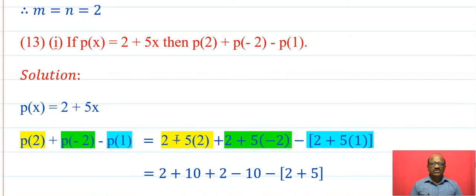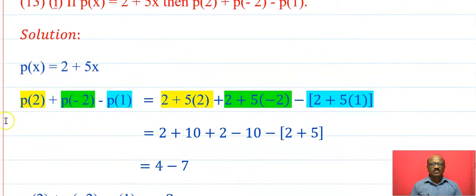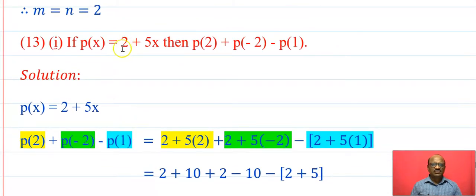What about the next question? That is question number 13. If p of x is equal to 2 plus 5x, then find p of 2, p of minus 1 and p of 1. No problem. First is p of 2. Replace x in the polynomial: 2 plus 5 into x, where x is replaced by 2.